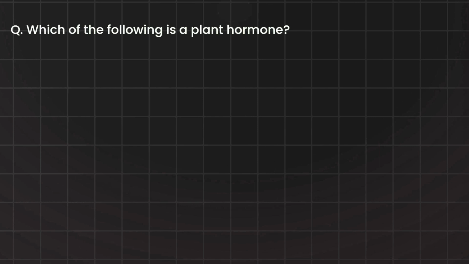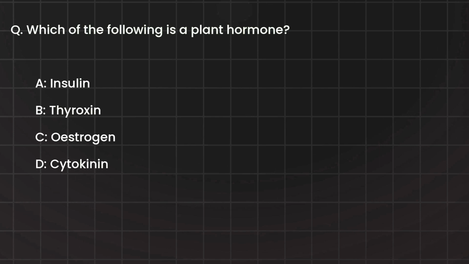Question: which of the following is a plant hormone? Option A, insulin. Option B, thyroxine. Option C, estrogen. Option D, cytokinin. You have 5 seconds to answer the question.